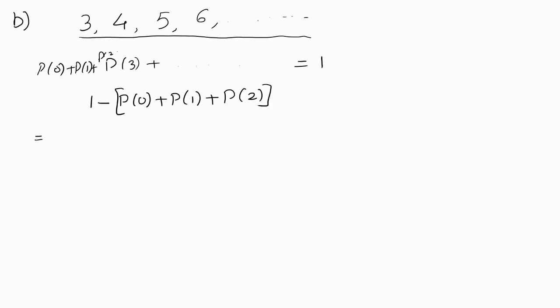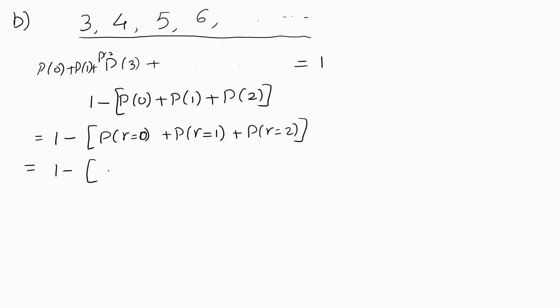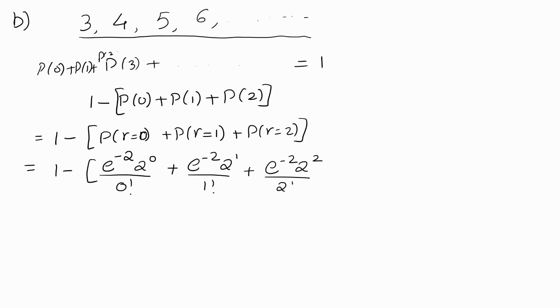So it is fine for me to calculate 1 minus the sum of p of r equals 0, plus probability of r equals 1, plus probability of r equals 2. This one will be much easier. So from this, with r equals 0 in the same formula, it will be e raised to minus 2, 2 raised to 0 upon 0 factorial, plus e raised to minus 2, 2 raised to 1 upon 1 factorial, plus e raised to minus 2, 2 squared upon 2 factorial.